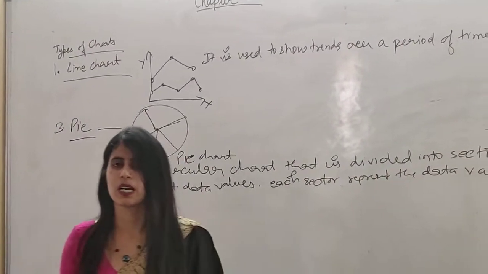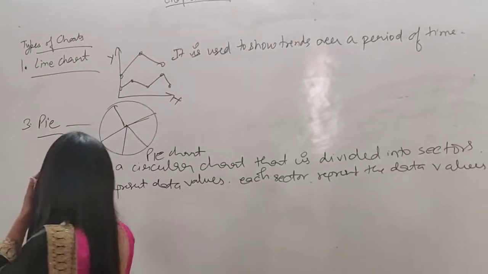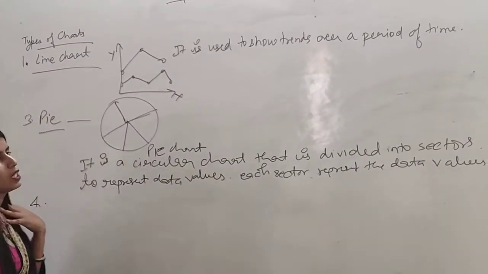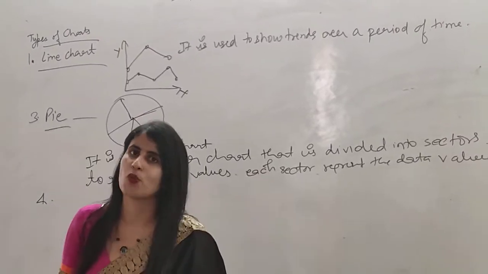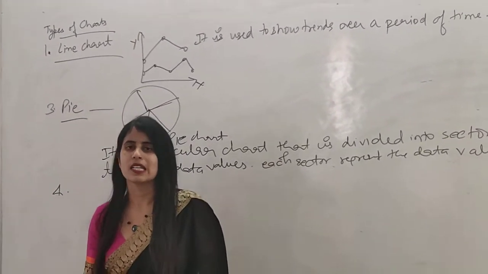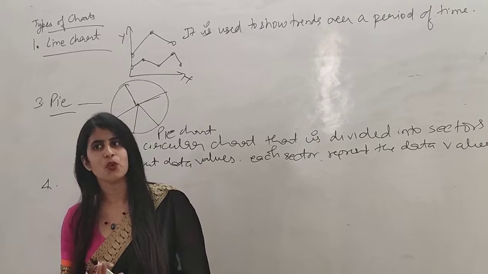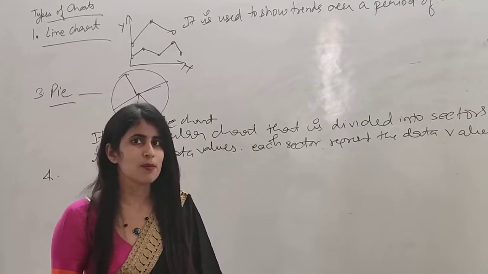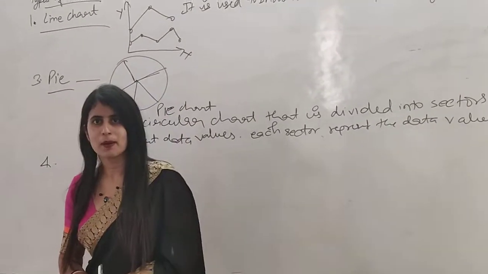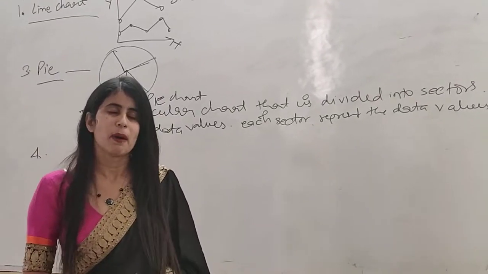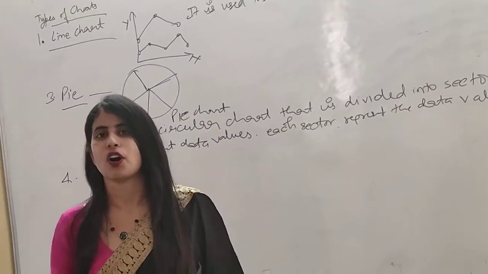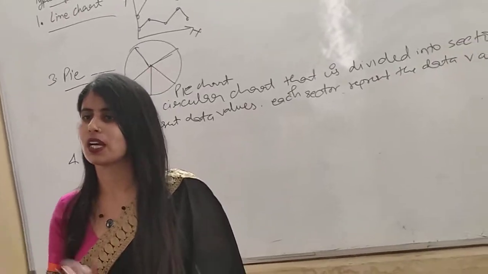This was about the pie chart. Now the next chart is the bar chart. What is a bar chart? A bar chart is somewhat similar to a column chart. In a column chart we use vertical bars, and in this bar chart we will use long horizontal bars.